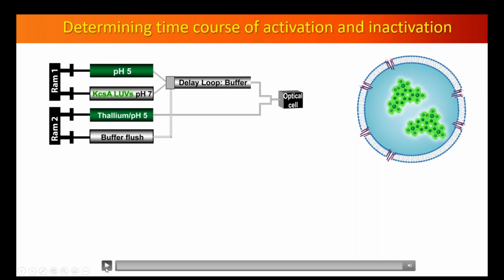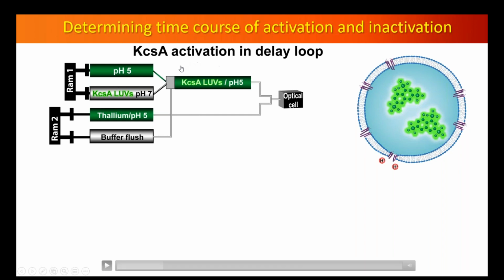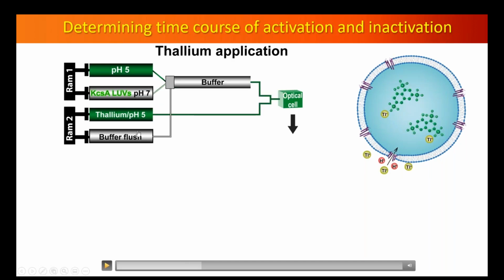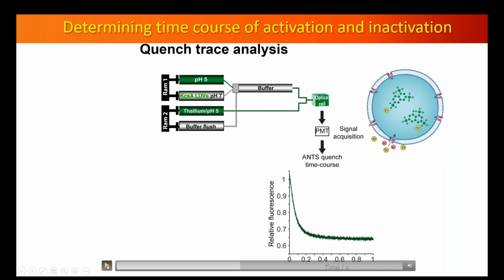So once we initiate the experiment, RAM 1 goes off first, and RAM 1 fills the delay loop with both KcsA and the solution at our chosen pH. Here I use pH 5 as an example, where KcsA is opened, and we can keep KcsA incubated at a specific pH for a determined amount of time. Once that time elapses, RAM 2 goes off, and buffer flushes the contents of the delay loop into the optical cell. At the same time, in parallel, it also introduces thallium to the optical cell, mixing thallium with the open KcsA channels, allowing it to enter the vesicle and quench ANTS, and at this point we can acquire the ANTS quench time course, of which I'm showing an example right here.